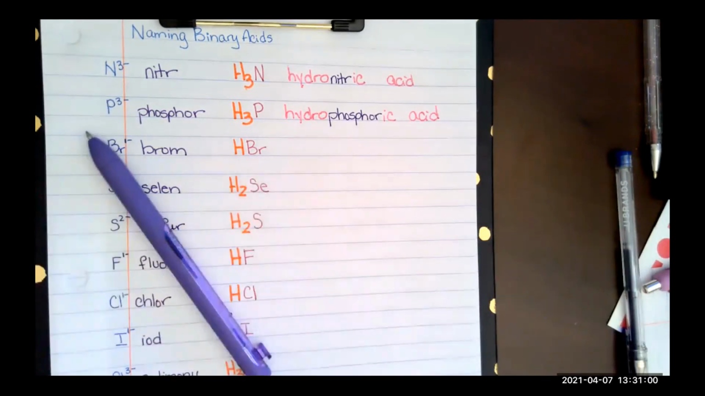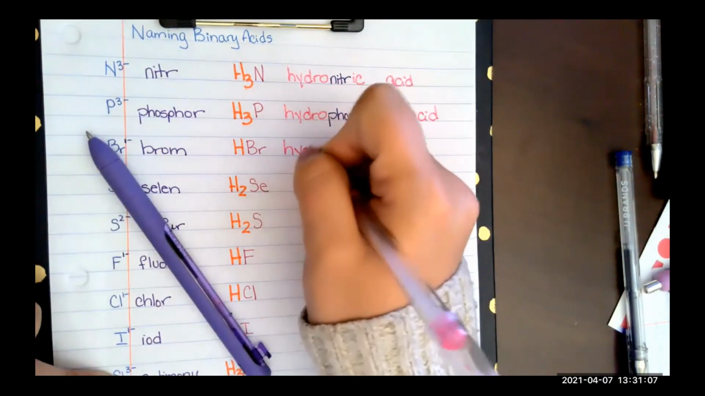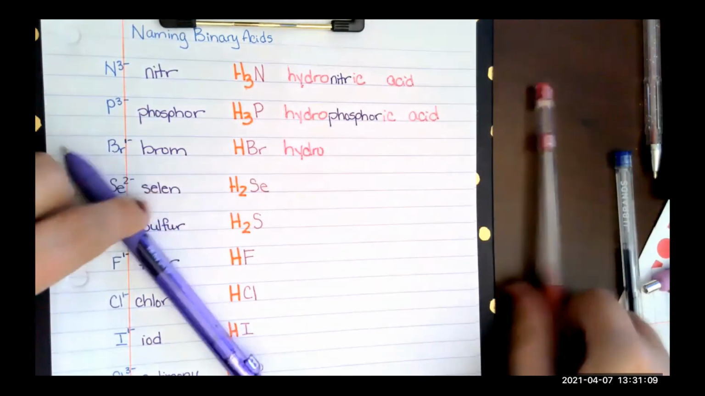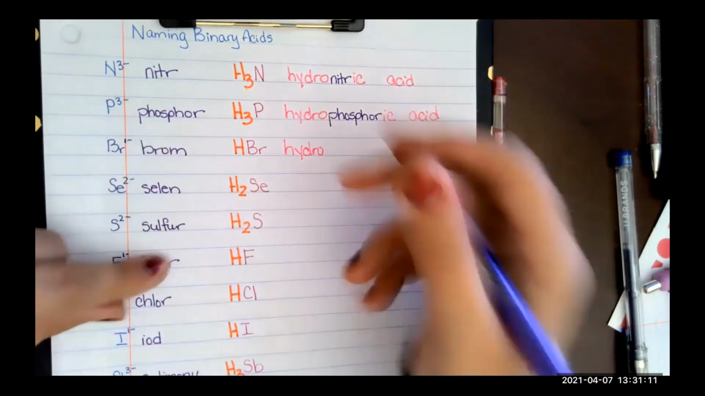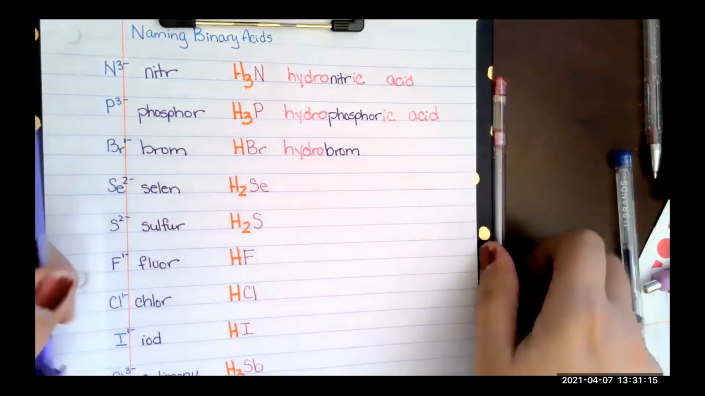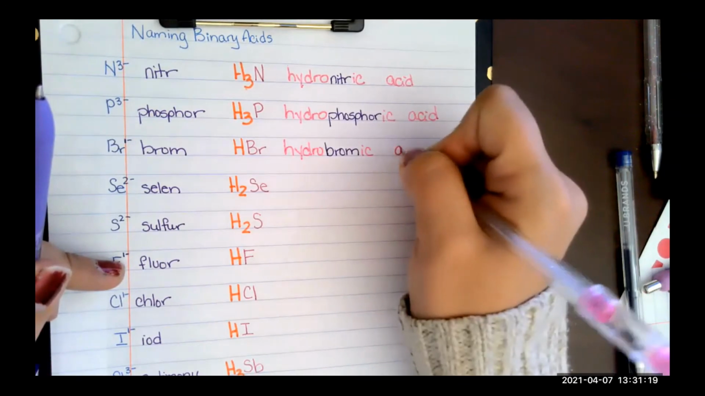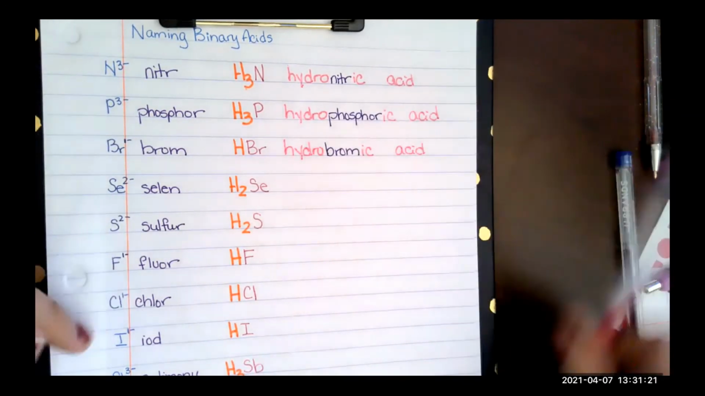HBr, okay, no oxygen, so I know it's a binary, so I know it starts with hydro. So hydro, then you do the root, brom, so hydrobrom, and then you end the word with ic, and then you do the word acid. So it's hydrobromic acid.